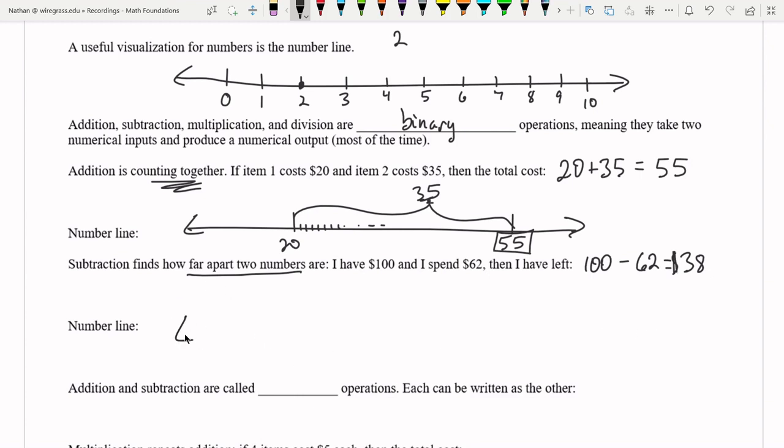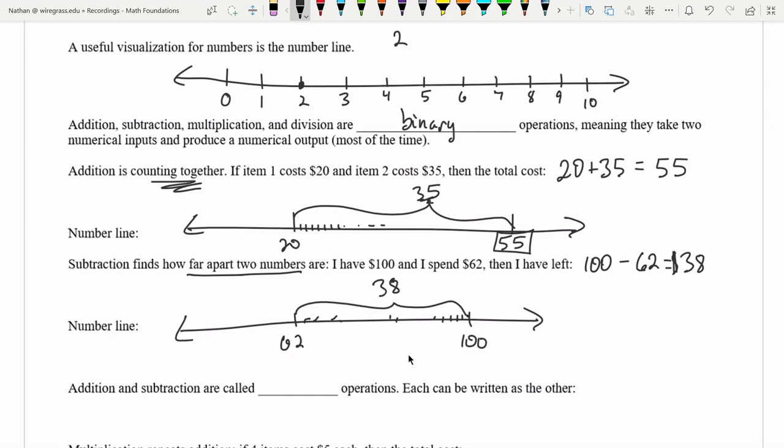So on the number line, we're going to have 100 up here somewhere, and then we're going to have 62 down here. And if you count the distance between them, it is going to be 38. And so subtraction, right? This was what we were trying to find. Whereas in addition, we were trying to find the number that's 20 and then 35 more gives you 55. That's what addition found. Subtraction found the distance between these 2 numbers, which was 38 in this case.